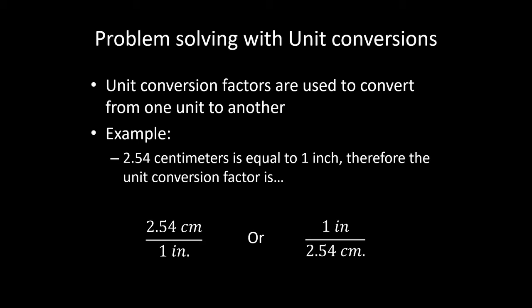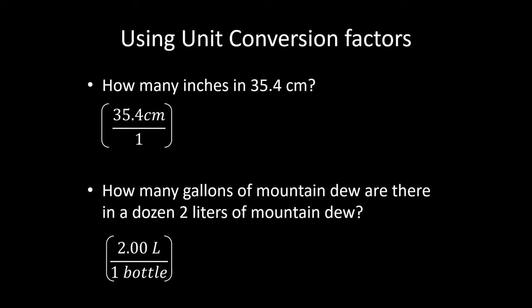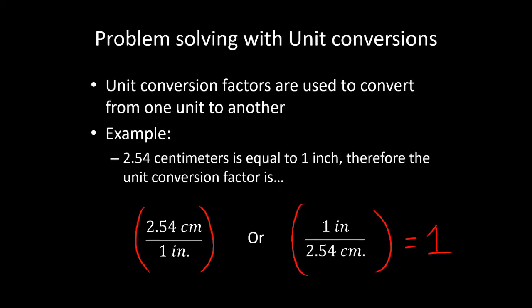If we take those two numbers and put them in a fraction, doesn't matter which one is on top and which one is on bottom, these two things are both equal to 1. Because we have the same thing on top and bottom, the fraction as a whole is just 1. And everybody knows that if you multiply something by 1, you don't change the actual value.